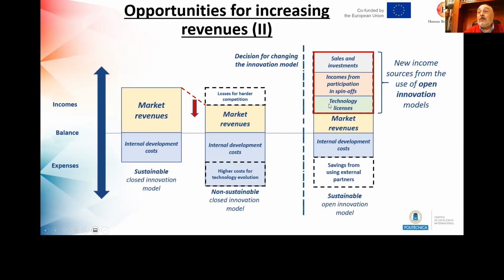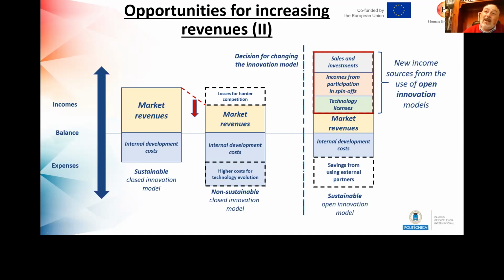For instance, with technology licenses, you can consider your technology as a source of revenues by licensing it to others. This is commonly used today. Or even have investments in spin-offs or startups, and then obtain additional revenues from the participation in these kinds of companies.